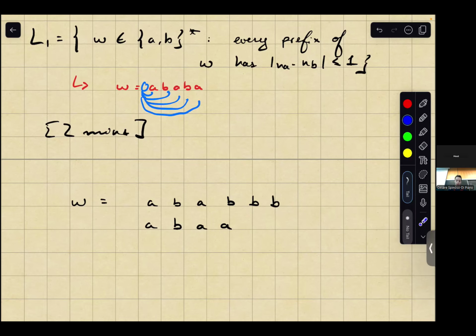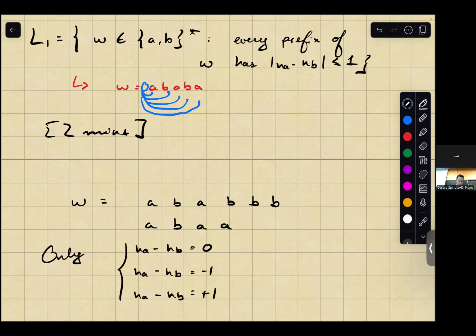So that tells you that I only have to remember really 3 things: whether the difference in the number of A's and B's is 0, whether it's -1, or whether it's +1. So I only need to remember these 3 things.